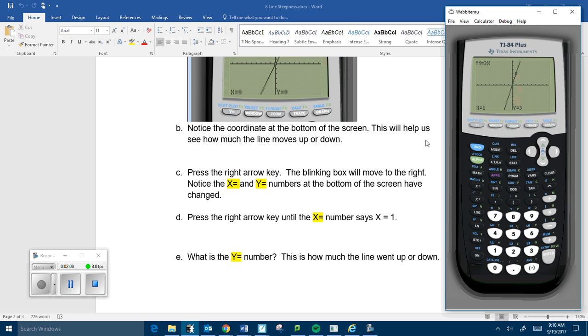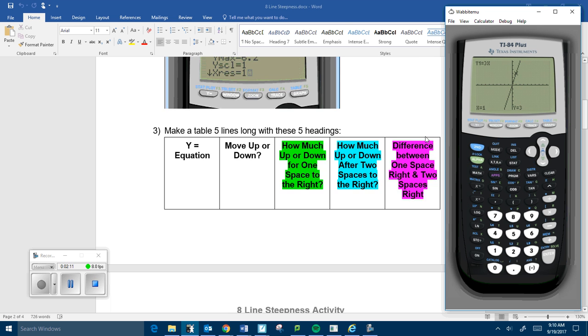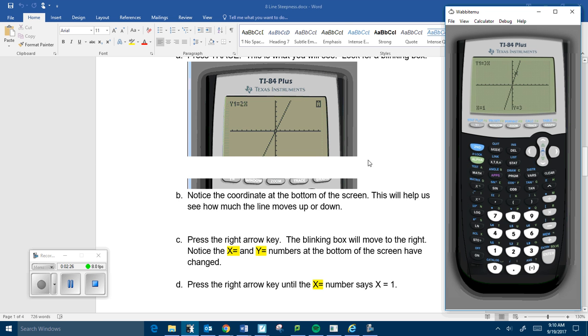So this is what I'm asking you to do. This is what you need to be writing down: how much up or down for one space to the right. And then you'll have to go for two spaces, and then you find the difference between those two numbers. So this is what I'm asking you to do. If you have any other questions, let me know.